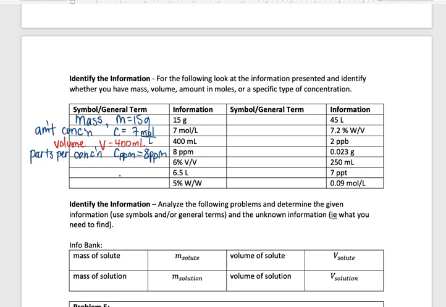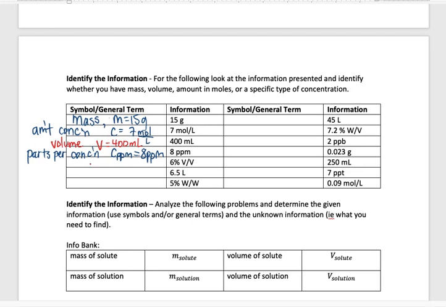All right, so next one, we have 6% volume. So that's percent volume, so percent concentration. That will be a V over V, 6% V/V. So key things here: identify the concentration, identify the volume, identify the mass, etc. Again, here's liters. So I have volume. Actually, maybe I'll color code these.